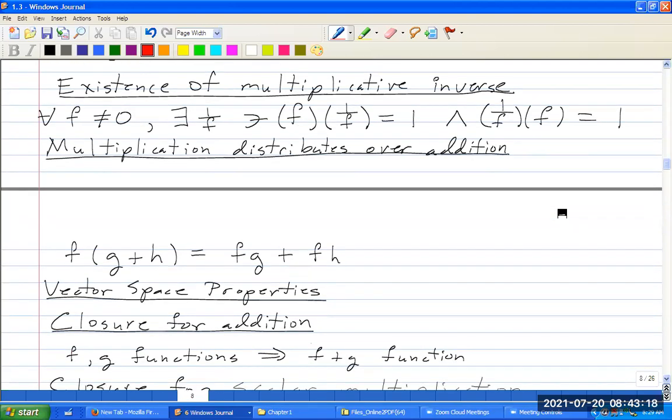Lastly, multiplication distributes over addition. And so function multiplication distributes over function addition. And so I have that some function f times the sum of two functions, g and h, is equal to the sum of the products of the functions, f times g plus f times h.